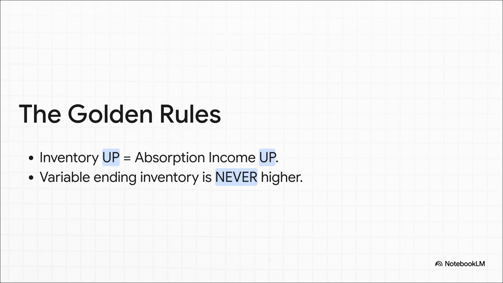Rule number 2, and this is a fantastic conceptual check for those tricky multiple choice questions, the value of ending inventory is never higher under variable costing. Literally never. Why? Well, because variable costing systematically excludes all fixed manufacturing costs from inventory. Absorption inventory always carries that extra fixed cost weight, so its ending inventory value is always going to be higher, as long as there is fixed overhead.